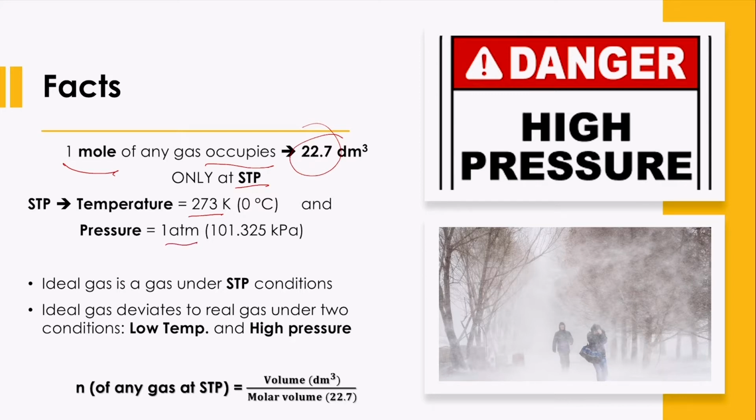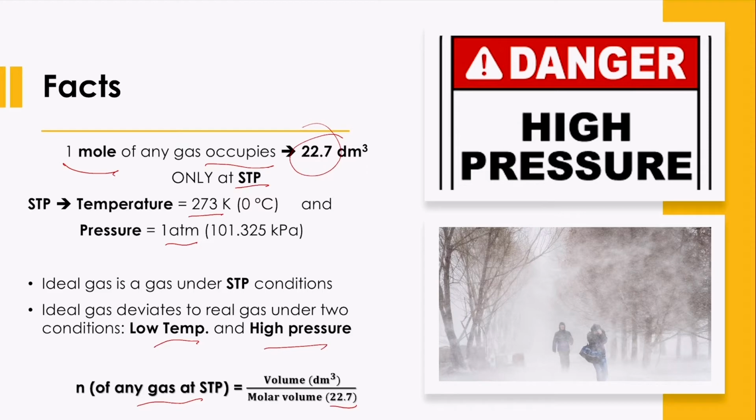The ideal gas is a gas under STP, and the ideal gas can deviate to become a real gas under two conditions: low temperature, high pressure. Number of moles of any gas at STP is equal to volume over molar volume. The molar volume in our case here is 22.7, of course, at STP.